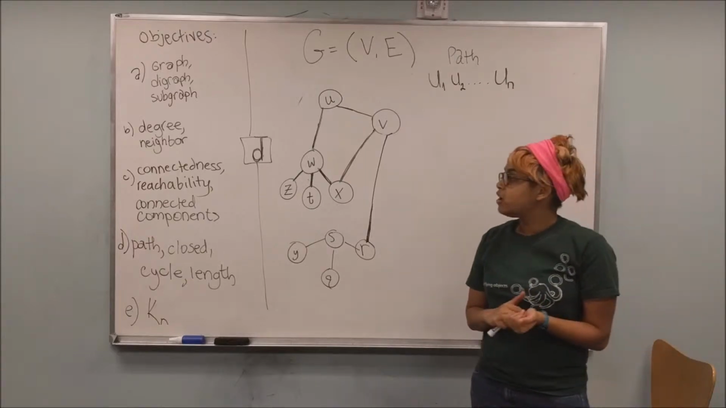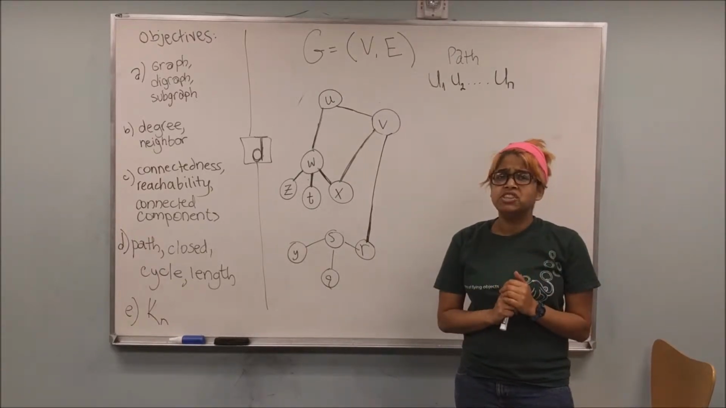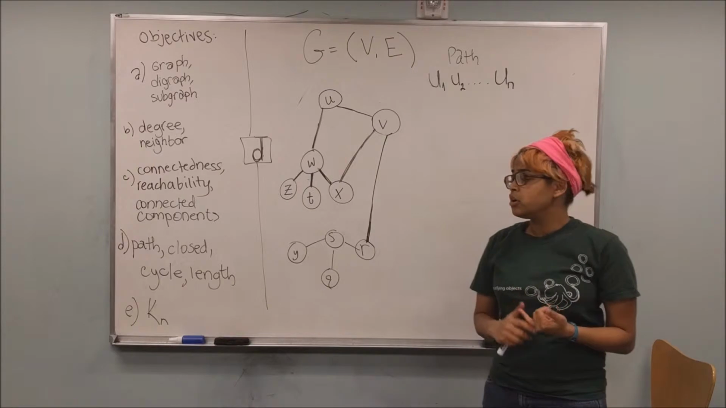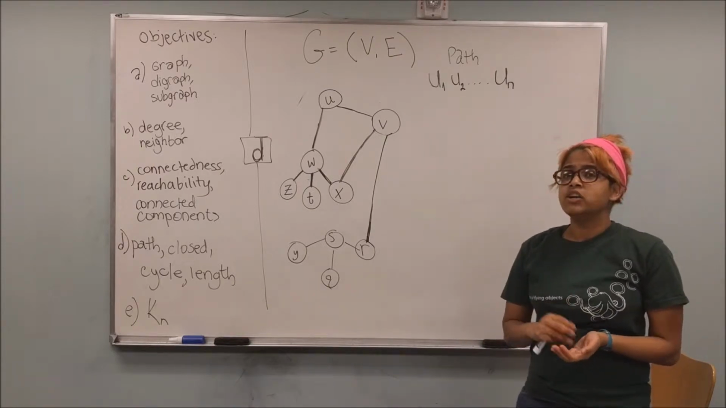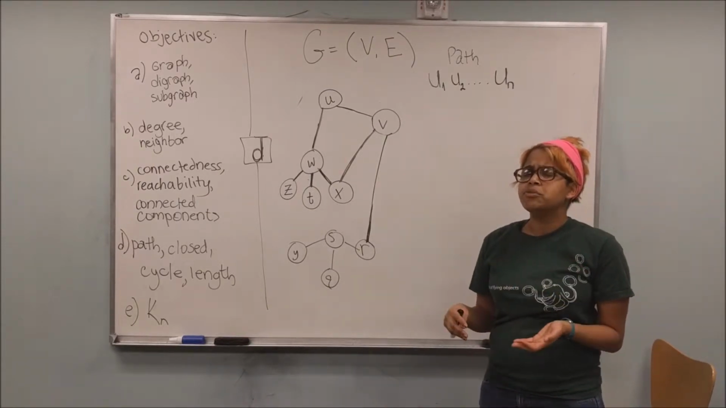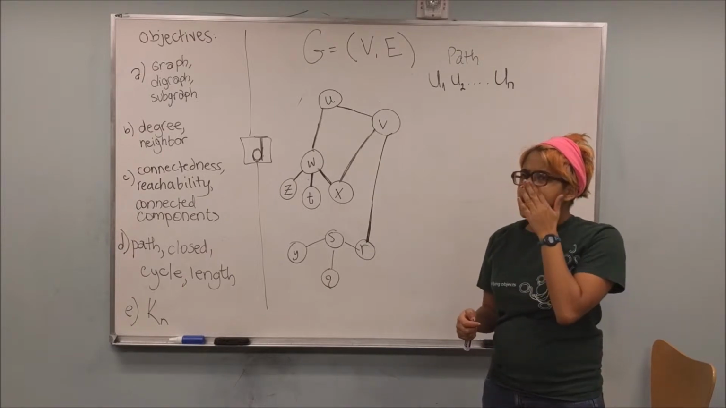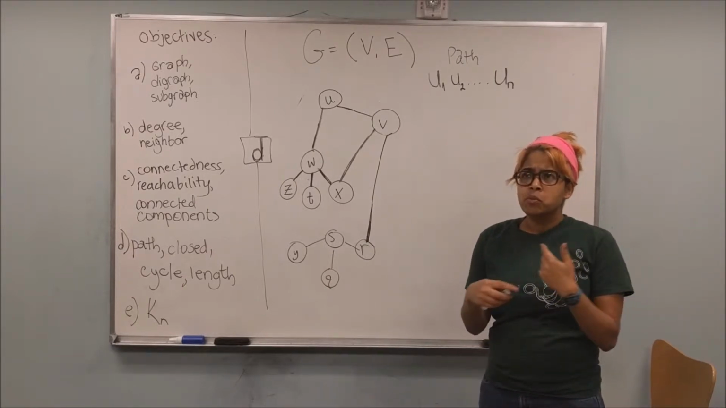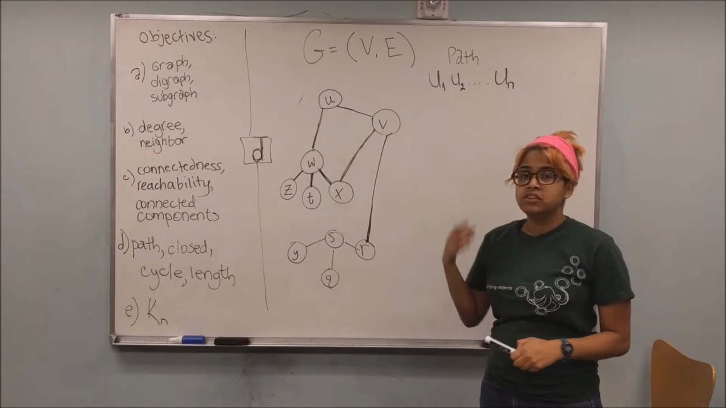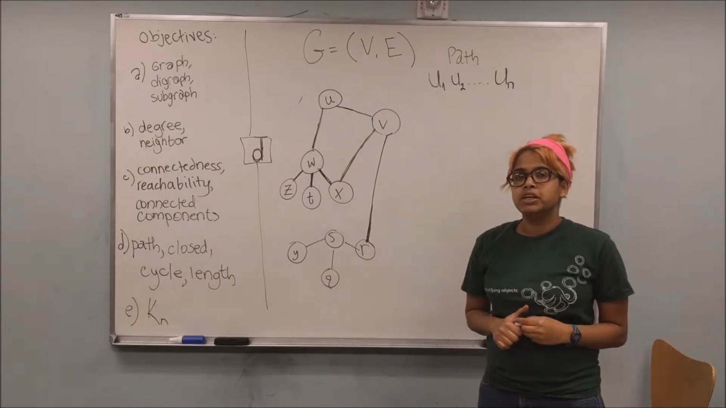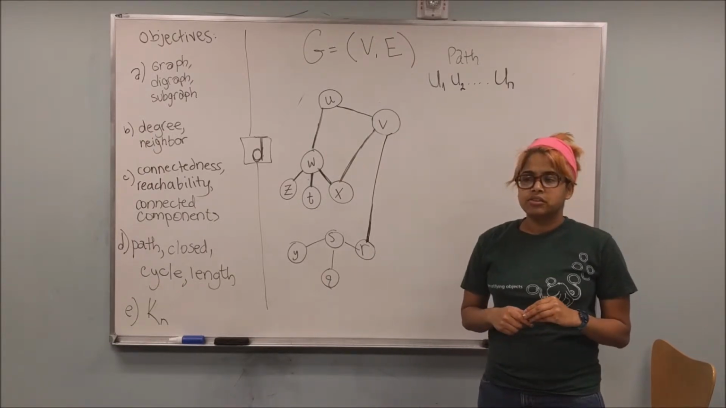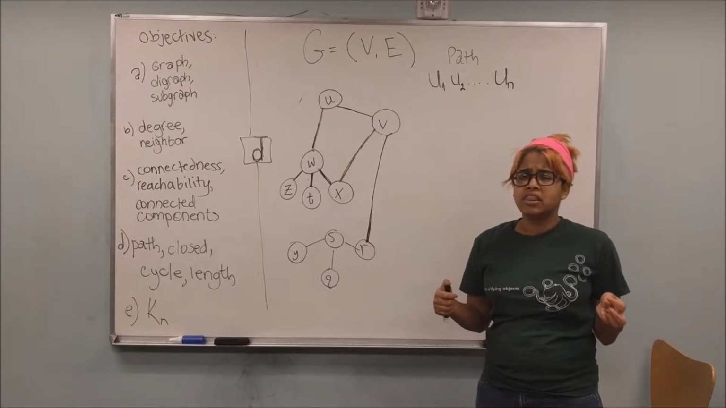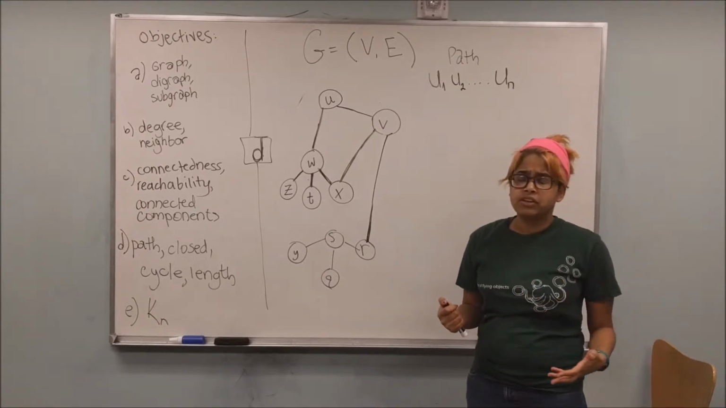So right now we're going to be talking about learning objective D. D has the words path, closed, cycle, and length represents the length of a path. And the way that we're going to show what those definitions are is I have this very familiar graph up here, and we're going to talk about what the words path and cycle mean with reference to those.